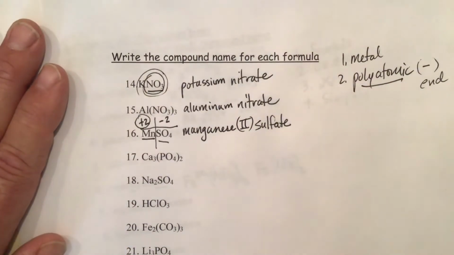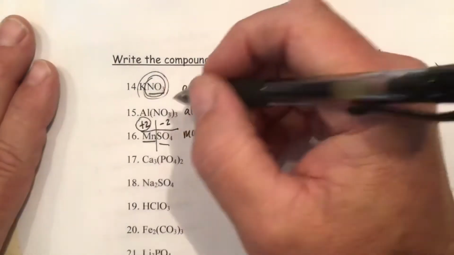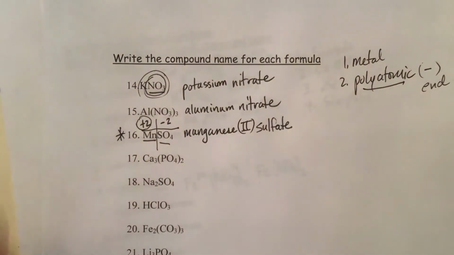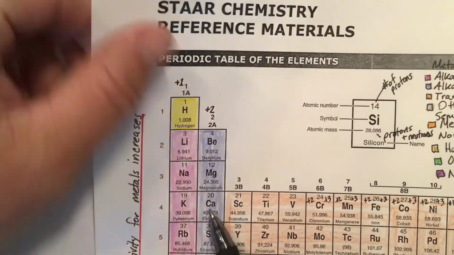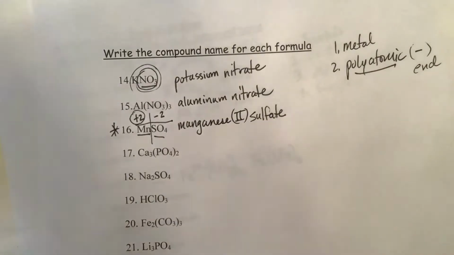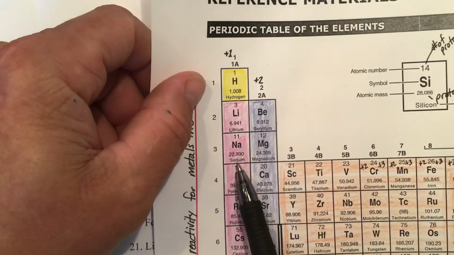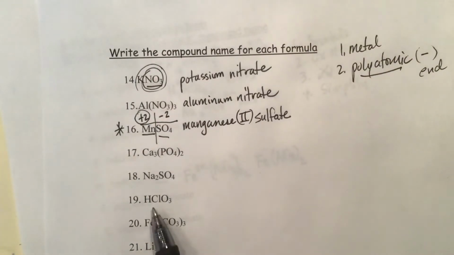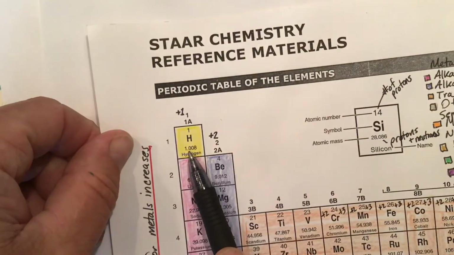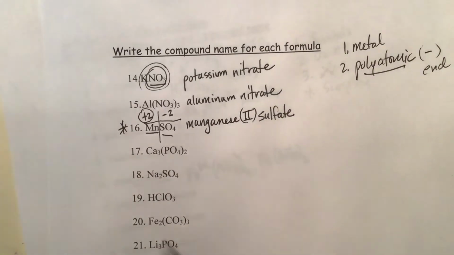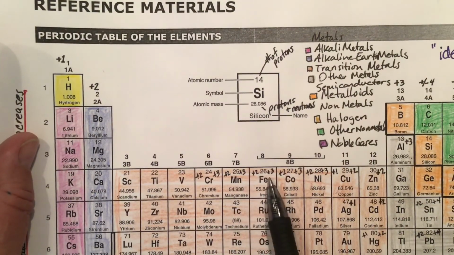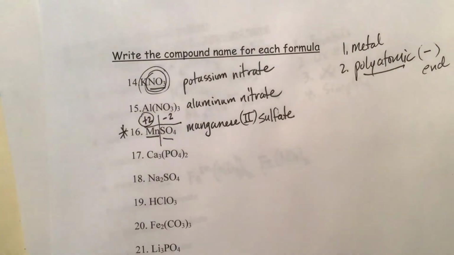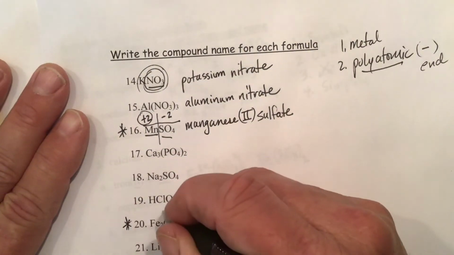So let's go through the list here and make sure we know which ones are going to need a Roman numeral. In other words, which ones are multivalent. So calcium. Calcium is in group 2. It is not multivalent. Sodium is in group 1. It is not multivalent. Hydrogen. Group 1, not multivalent. Iron. Well, look where iron is, and you should see +2, +3. We need to know which one that is. So here, we need to do this.